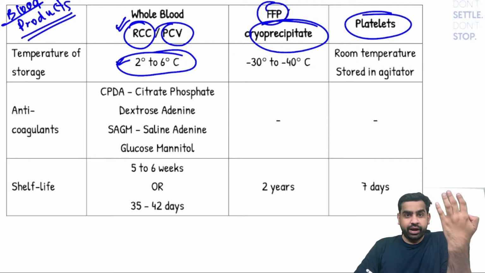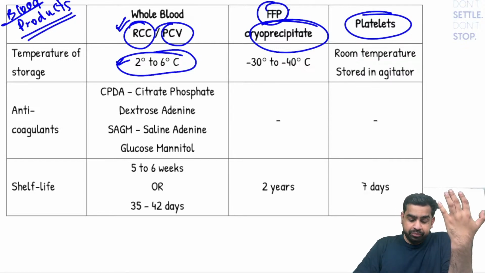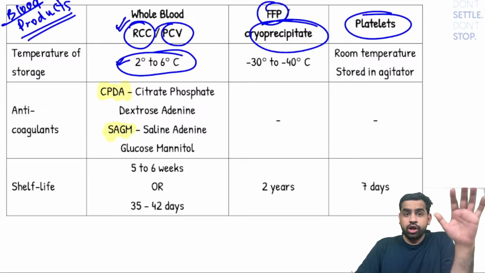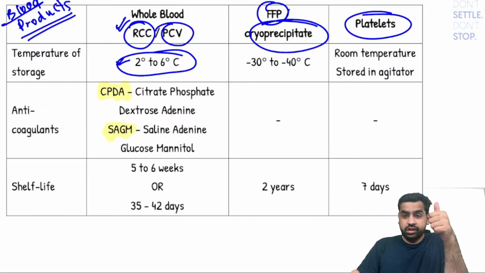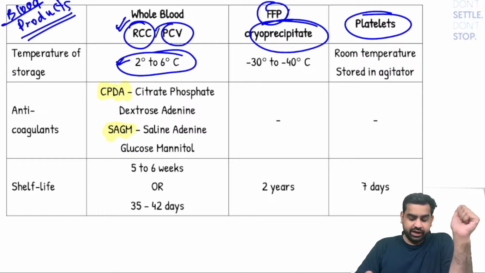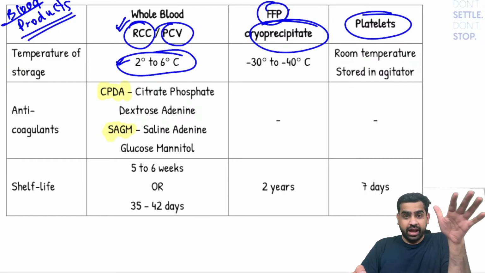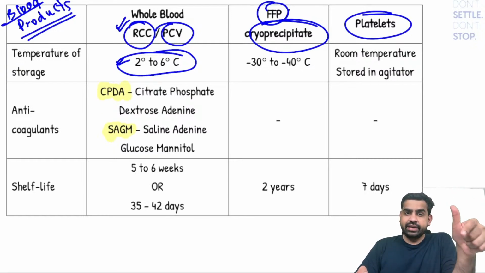What is the anticoagulant which we use in order to store the whole blood? So there are two which are most commonly used: CPDA and SAGM. So what does CPDA stand for? Citrate, phosphate, dextrose, adenine. Okay, so CPDA stands for citrate, phosphate, dextrose, and adenine. And then what is SAGM? In SAGM, what you have is saline, adenine, glucose, and mannitol. So this is what you need to understand over here.